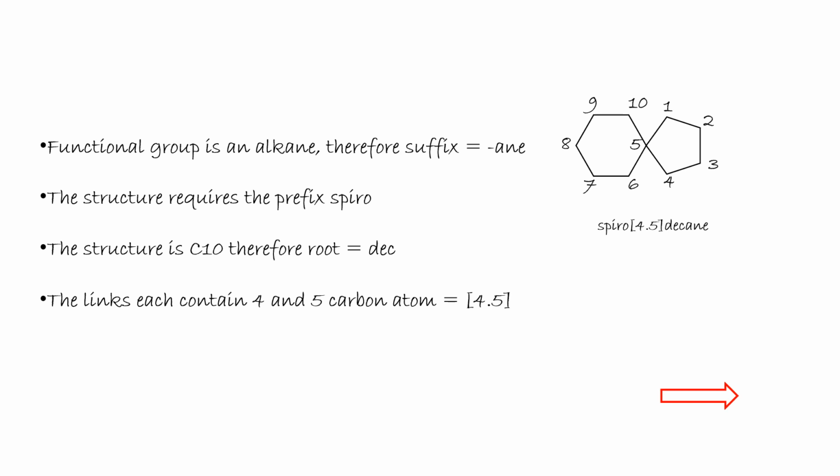In this compound, that's spiro. Common 1 carbon, that's spiro. So we start the name with spiro, and then count the number of carbons of each ring, starting with the smaller. Here is 4, and on the other side 5, 1, 2, 3, 4, 5. So it is spiro 4.5 decane.